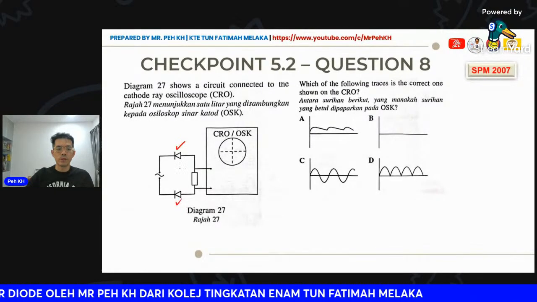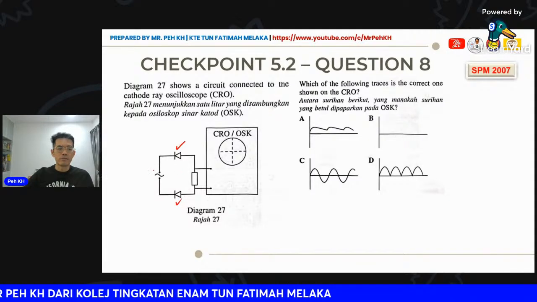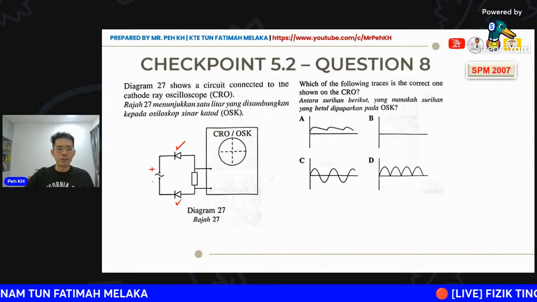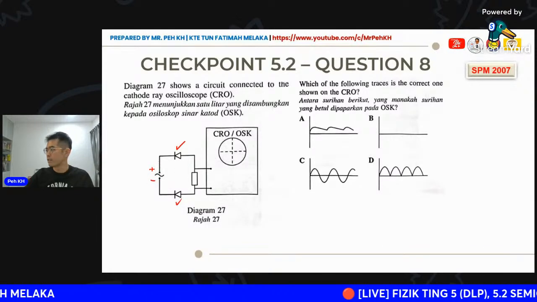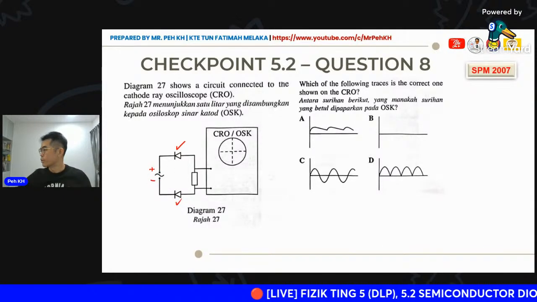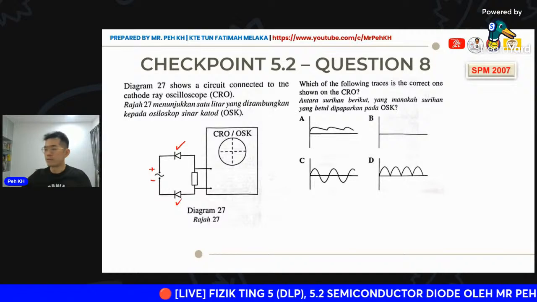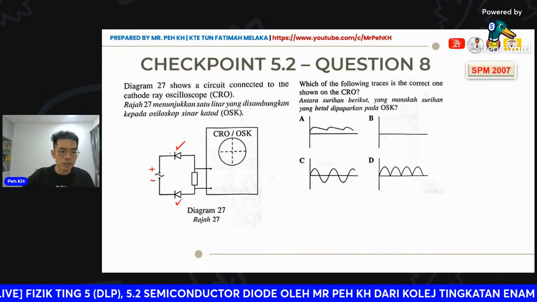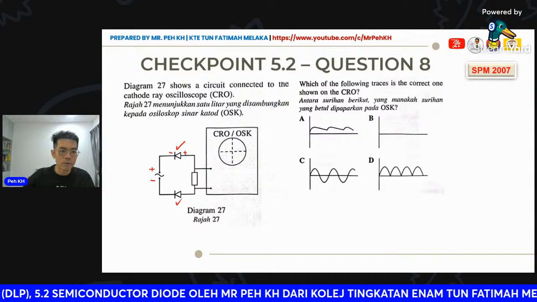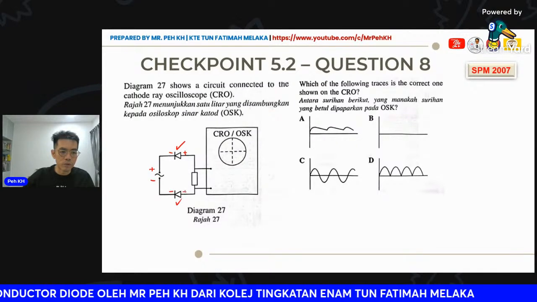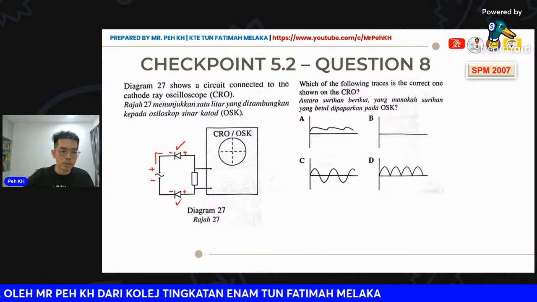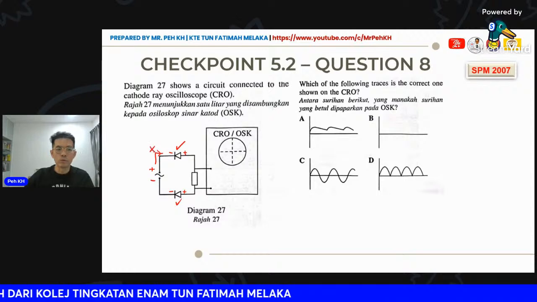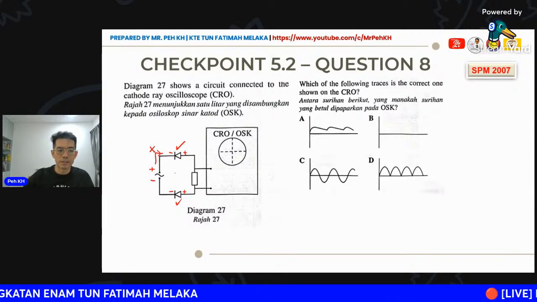Okay, so here in the first cycle, the top terminal is positive and the bottom is negative. Is the current able to flow through? Here is negative, here is positive. The terminal of the diode is always the same. So here, current is not able to flow through for the first cycle.